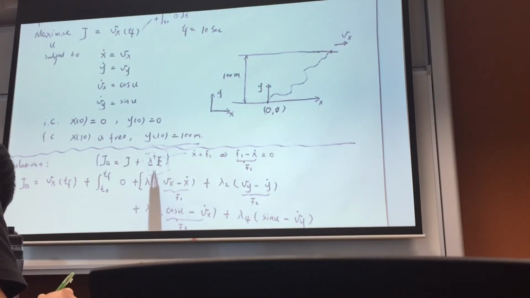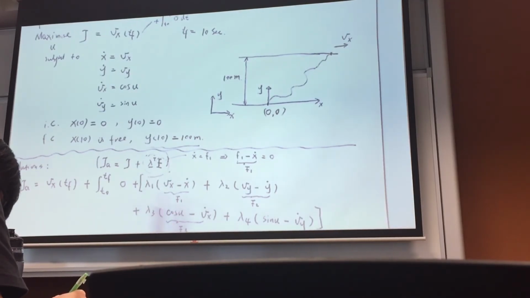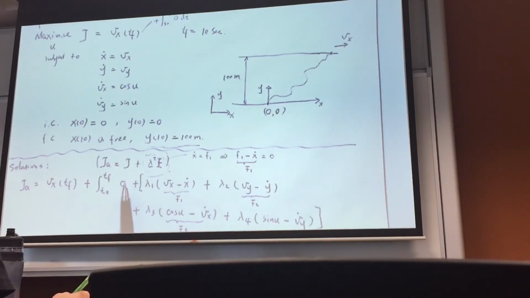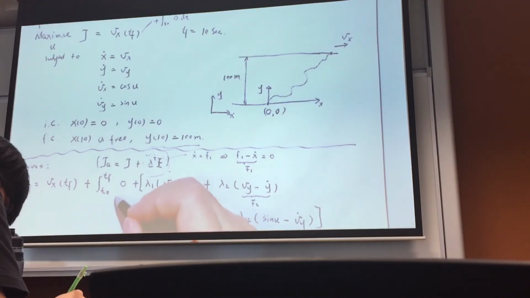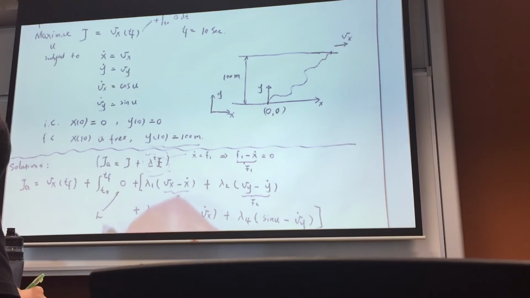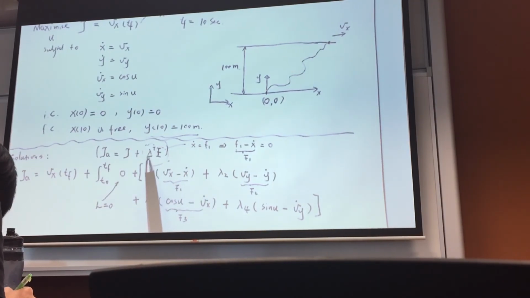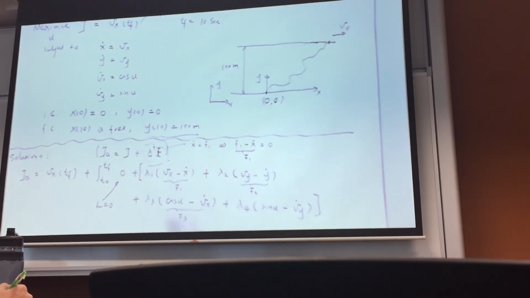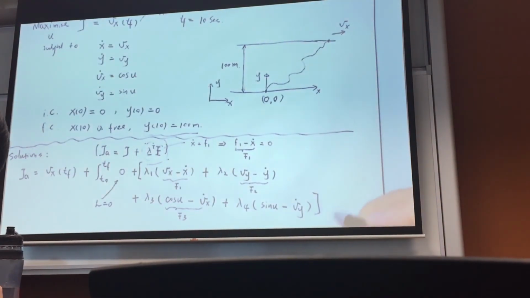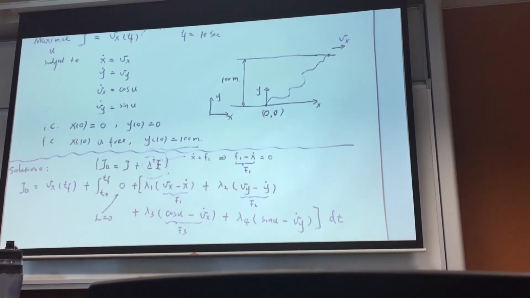So this defines this lambda df. Remember we have a 0 here because our L is equal to 0, and in this part we have the lambda df, multiplied by dt.